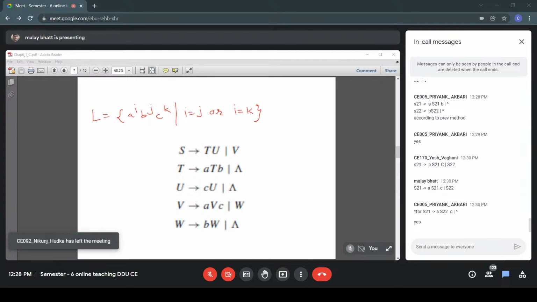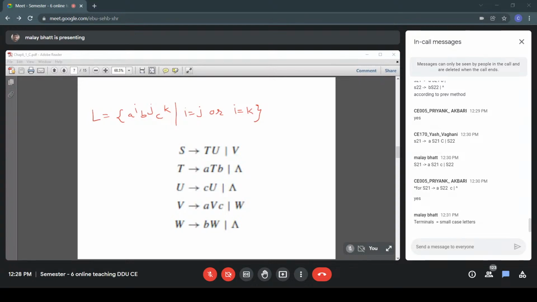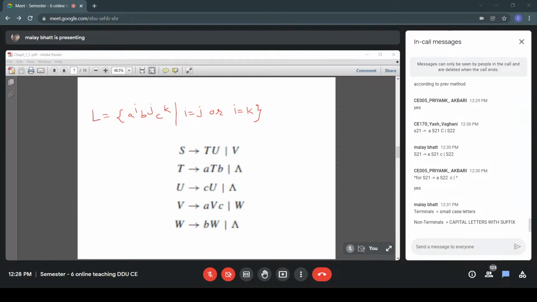For terminals, there are always small case letters. So what Yash has written, S21 gives A S21 C or S22. And now once you recursively apply that step, you have to replace S21 with S22. And from S22, you can generate B inside, so I hope this is clear.